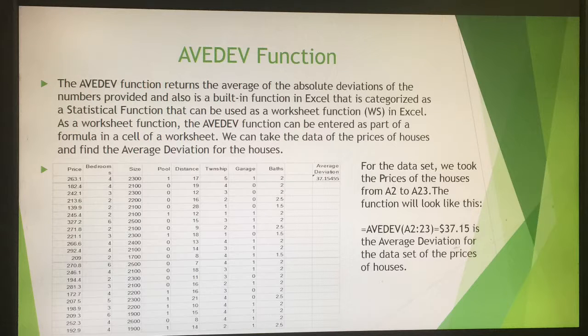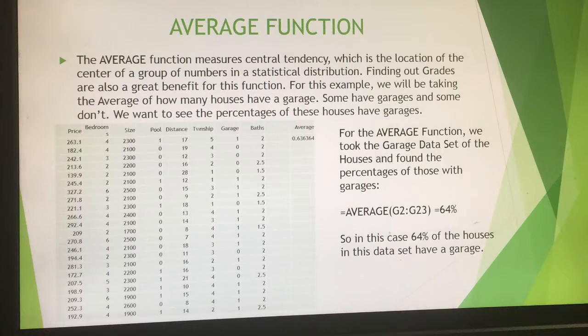So in this case, for the absolute deviation, our total is 37.15, which is the average deviation of the data set for the prices of the houses.